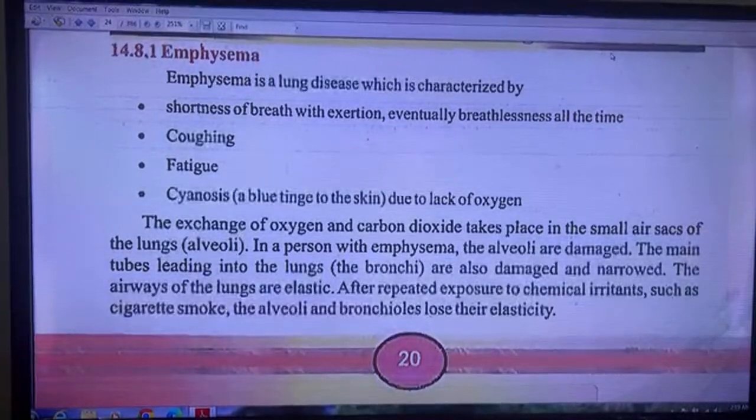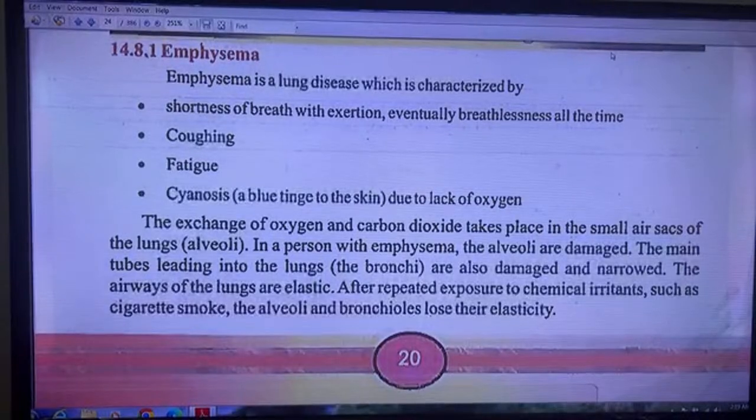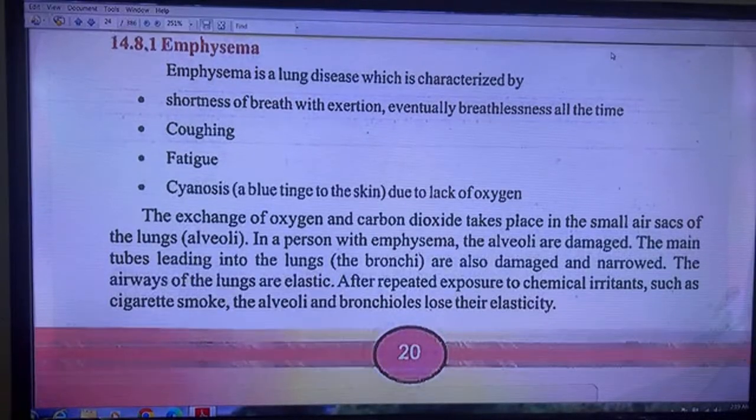The airways of the lungs are elastic. After repeated exposure to chemical irritants such as cigarette smoke, the alveoli and bronchioles lose their elasticity.